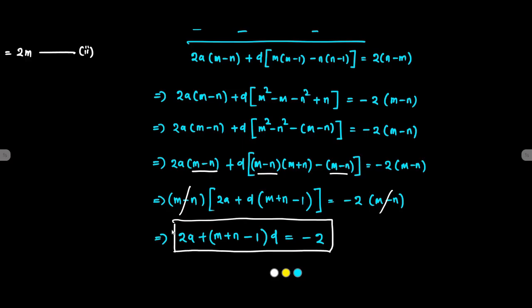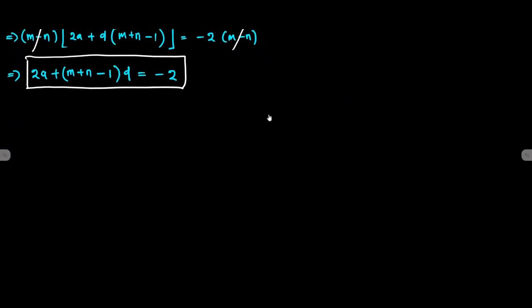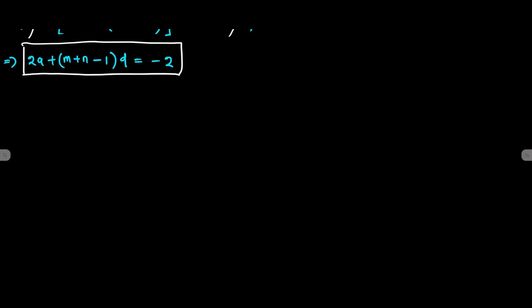Now it is asked in the question to show that the sum of its first m plus n terms is equal to minus (m plus n). So again we have to use the sum formula. We'll keep this relationship here, and going back to the formula, the sum of the first n terms is equal to n by 2 into 2a plus (n minus 1) into d.